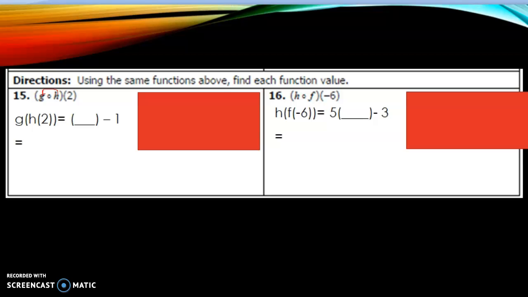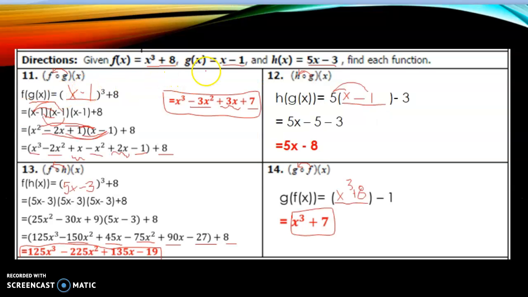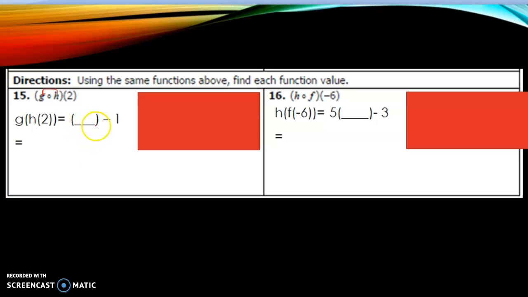Ooh, I didn't copy that over to the other side. Remember, g is x minus 1. It's at the top there in our directions. So I have blank minus 1. The blank is going to be when I plug in h. And I'm plugging in not just h, but h of 2. So I'm going to find a number. I'm not going to have an equation this time. So h of 2, I'm going to do on the side.